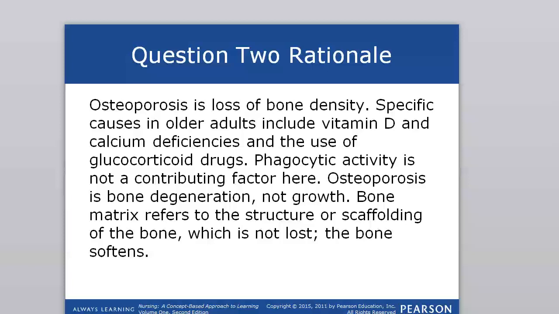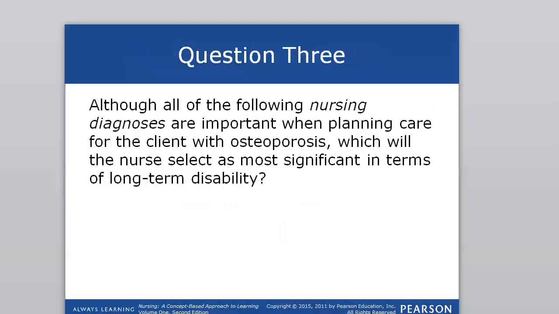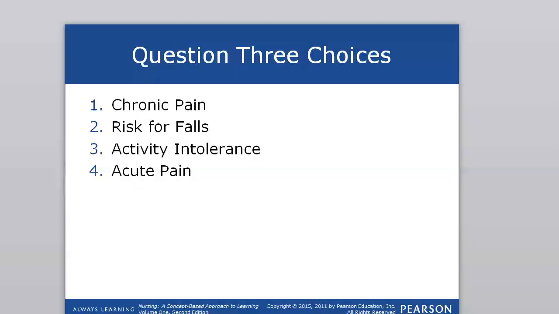All right, question 3. Although all of the following nursing diagnoses are important when planning care for the patient with osteoporosis, which will the nurse select as most significant in terms of long-term disability? Great question. So, number 1, chronic pain. Number 2, risk for falls. Number 3, activity intolerance. Or number 4, acute pain. Now think about it. This is about which will the nurse select as the most significant in terms of long-term disability.